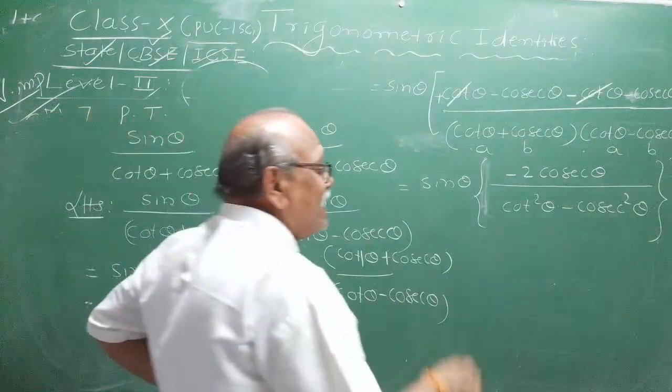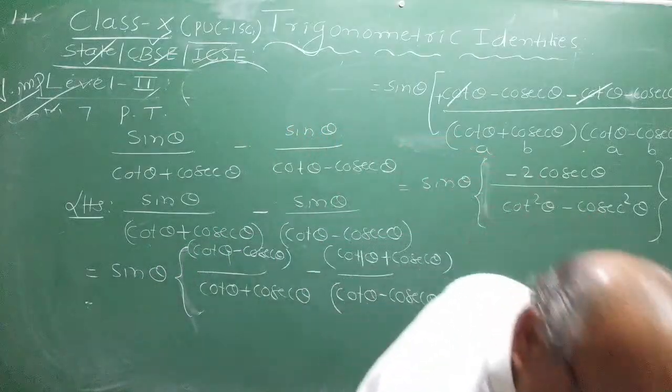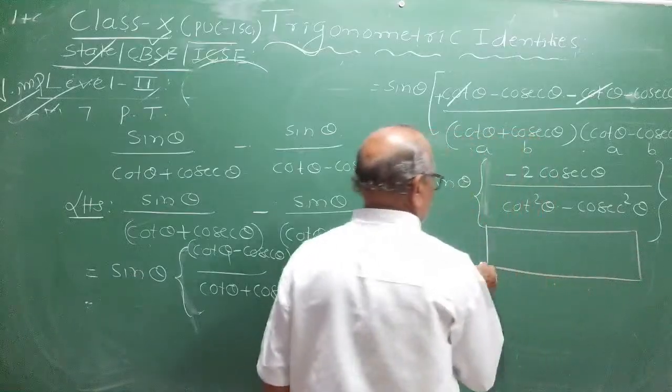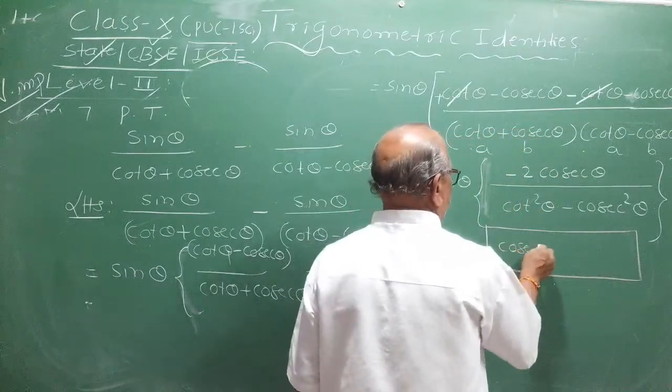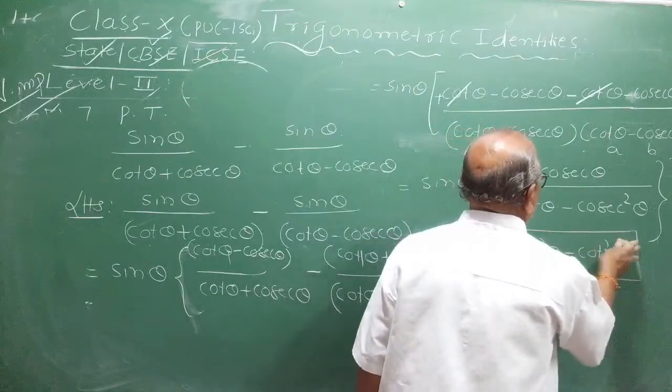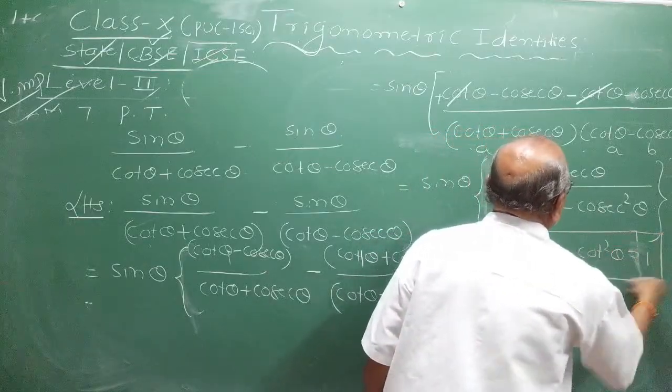Now I know the identity. What is the identity you know? I will write the identity in the box. The identity is cosec square theta minus cot square theta will be equal to what? 1. Just now we used it.